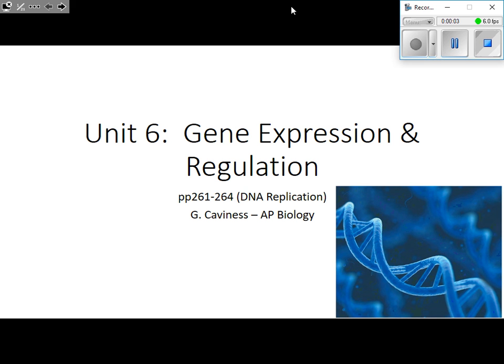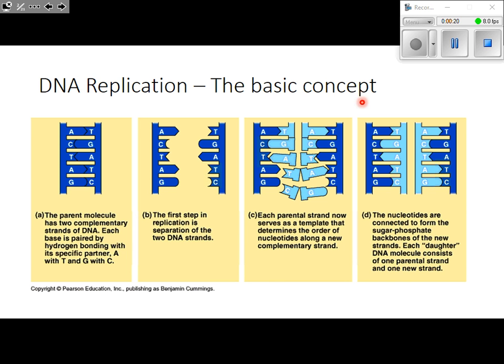Good afternoon, guys. This is the lecture on DNA replication, the copying of DNA, and we're going to cover the information from pages 261 to 264 in your textbook. So you already know the basic concept of DNA replication.